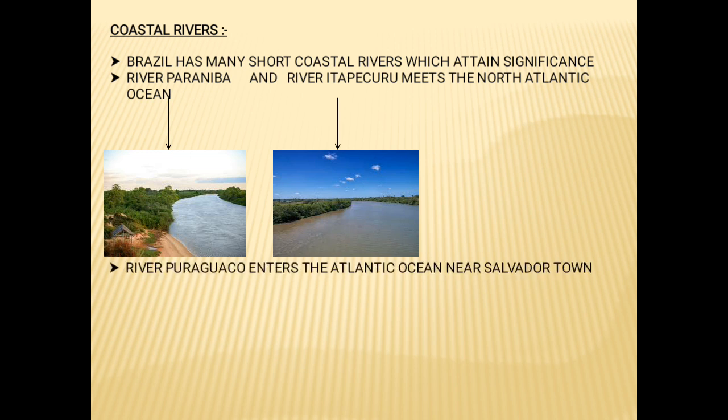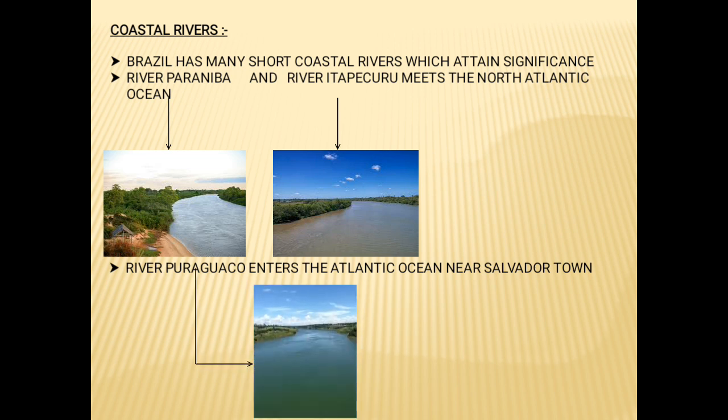The rivers that enter the South Atlantic Ocean collect their headwaters along the escarpment. River Puraguaco enters the Atlantic Ocean near Salvador town. Let's see the picture of River Puraguaco.